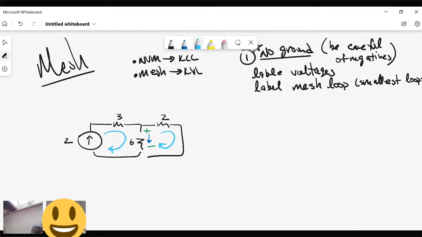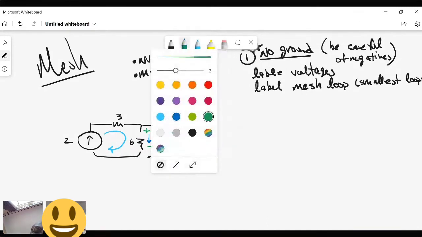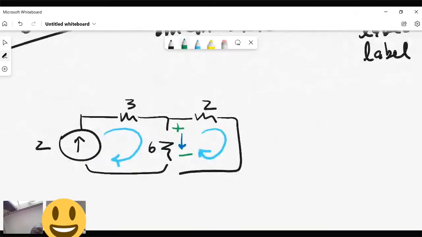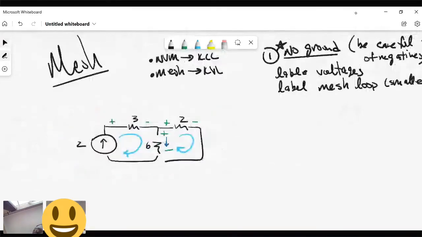So you're going to draw your mesh and we're going to label our voltages. Remember, voltage always goes plus to minus based on the current. So if this current goes like that, then I'm going to make the voltage correspond to that, plus minus. I already drew that voltage as plus minus, so that's stuck for you. And if this guy goes like that, then his voltage goes plus minus. So I label all my voltages and all my mesh loops. Done. That's step one.